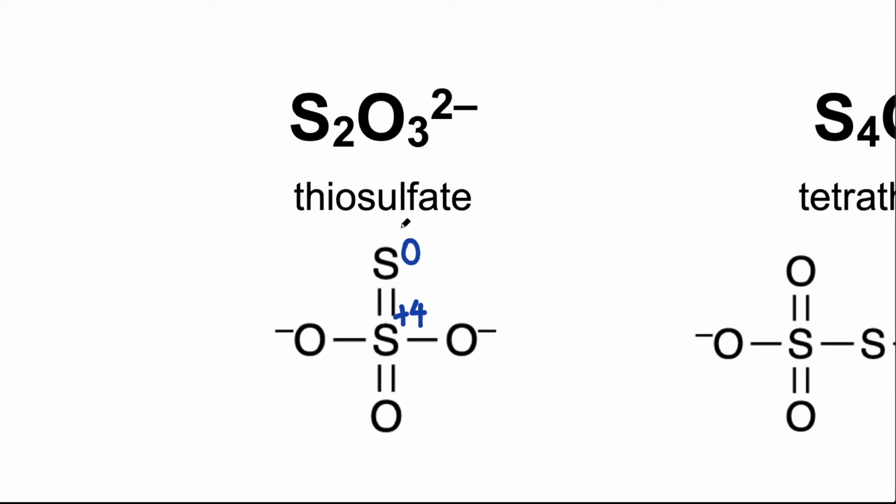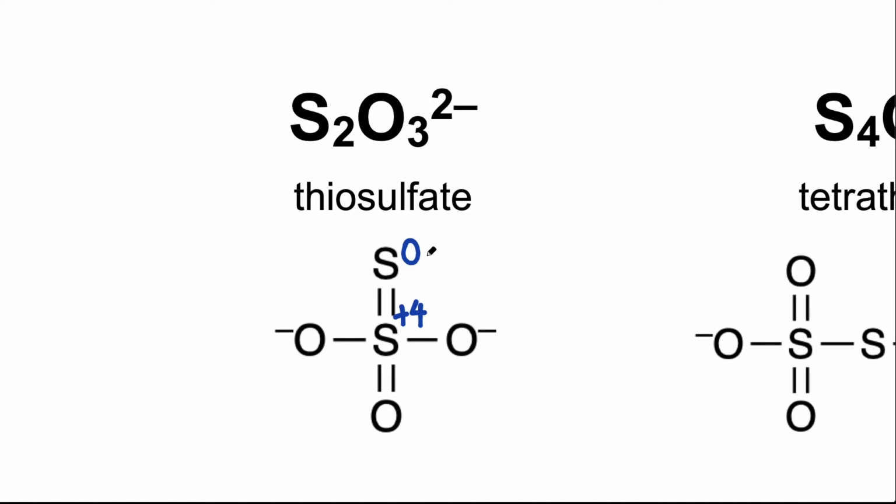Therefore, in the thiosulfate ion, the two sulfur atoms have different oxidation states. The one over here has 0, and the one over here, because it's connected to the more electronegative oxygen, is assigned an oxidation state of +4. And we take the average. That's what we get when we use our usual rules to calculate, which is +2.